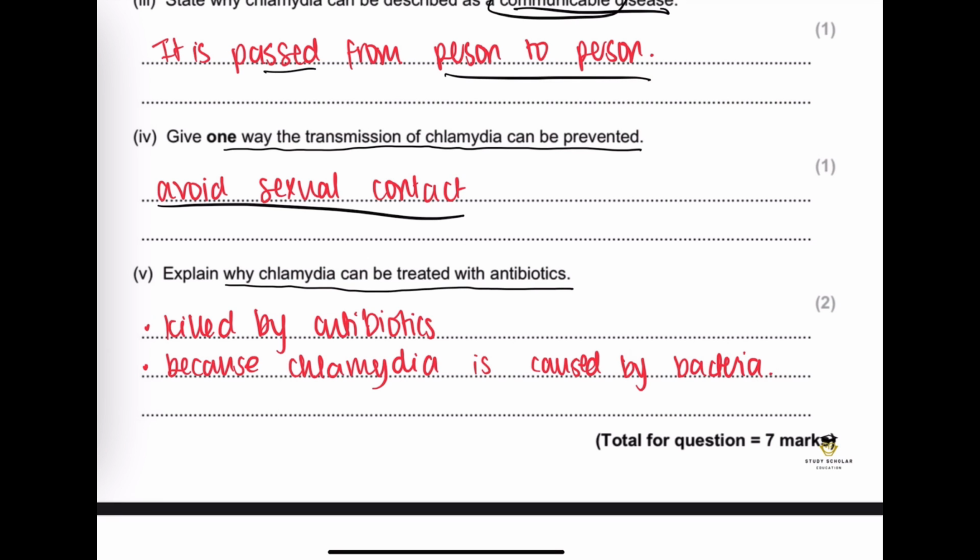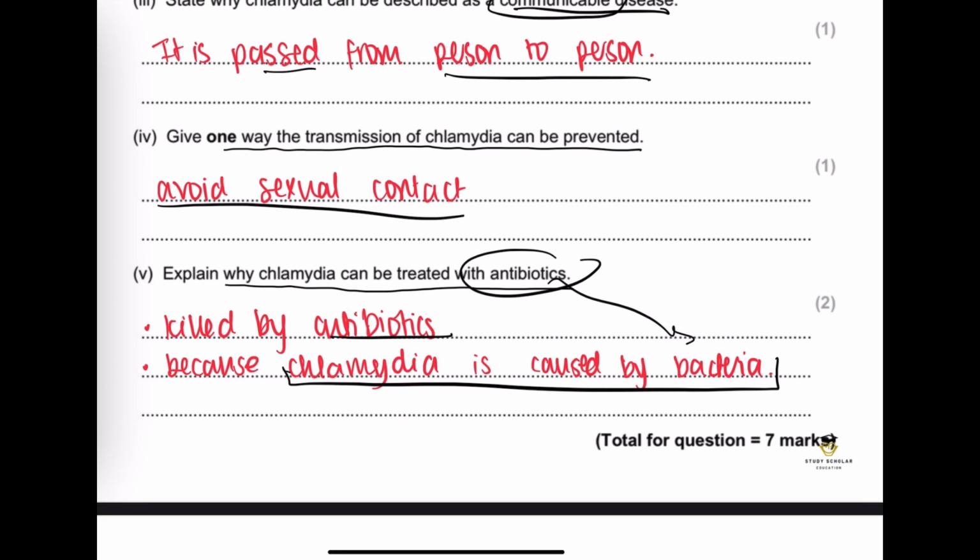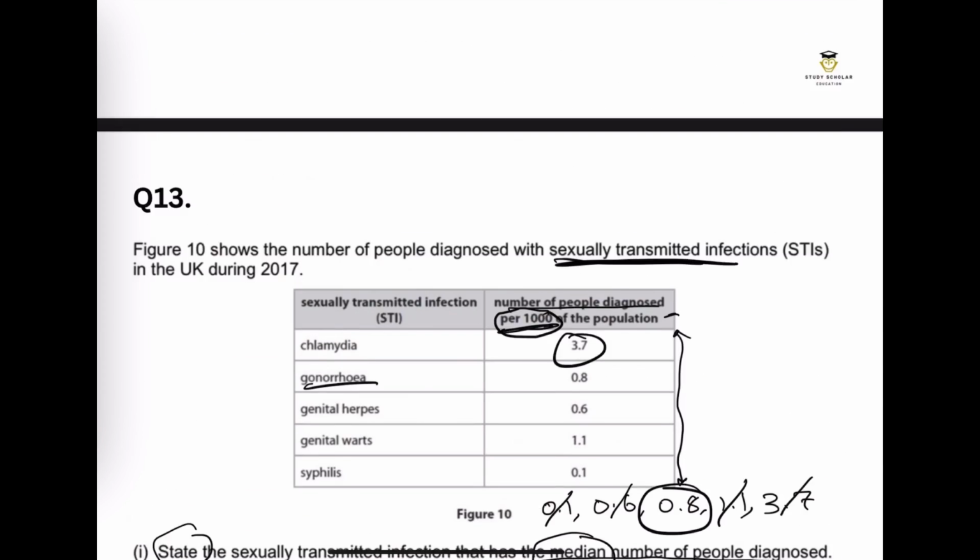So explain why chlamydia can be treated with antibiotics. They can be treated since they are just killed by the antibiotics, and this is because chlamydia is caused by bacteria, so antibiotics only work with bacteria. And that's the end of it.